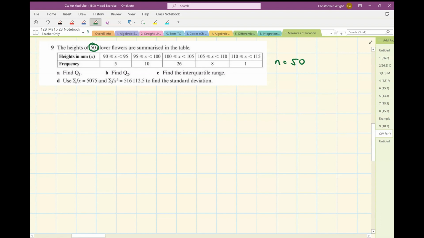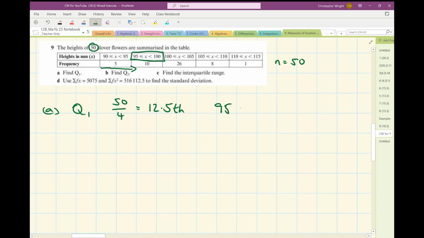Okay, let's have a quick look at that. We're asked to find Q1. Now, this is continuous data, so Q1 is going to be which data value? Answer, the 12.5 data value. So where's that going to be? Let's have a look. Well, it's not in the first class, but it is in this class here. So the beginning of that class is 95.